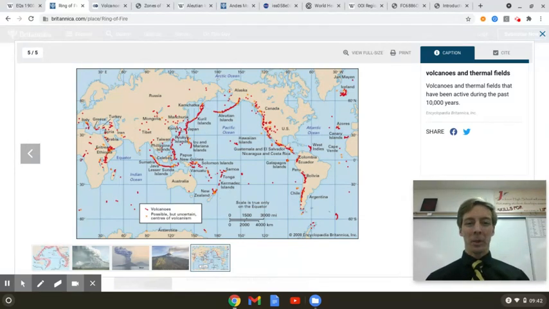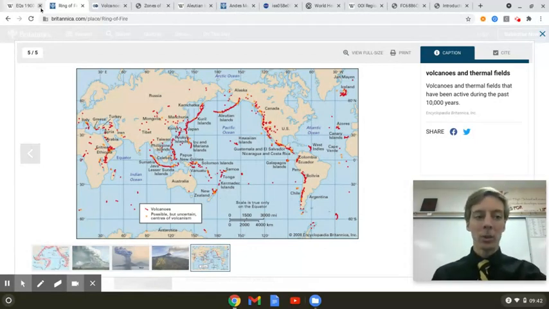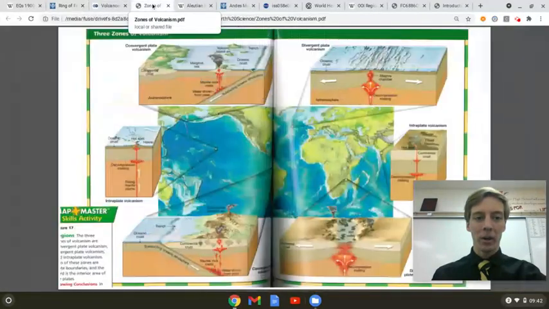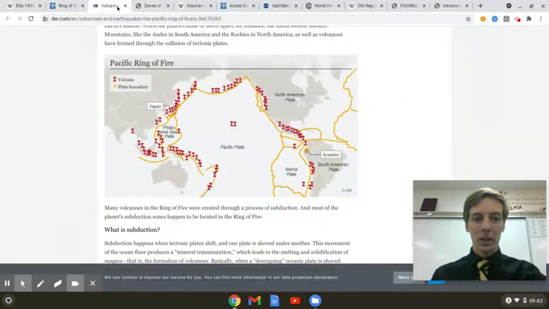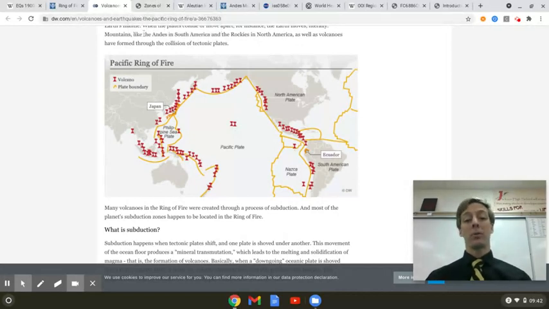The basic connection between plate tectonics and volcanism is that the movement of the plates gives the mechanisms that allow mantle rocks to melt and create magma. So we need to look at a couple types of plate boundaries. There's converging, there's diverging.